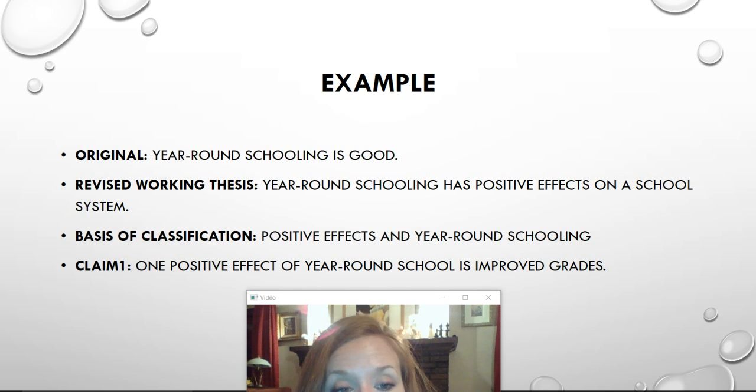So your first claim could be something like, one positive effect of year-round schooling is improved grades. People get better grades when they do year-round schooling. Now, even if this is wrong, if you just guess at the reason your revised thesis might be true, it doesn't have to actually be right. Like, let's say people who go to year-round schooling get poorer grades. I don't care. I care that you made a solid claim that doesn't violate any of the rules we talked about. That's all I'm looking for here.